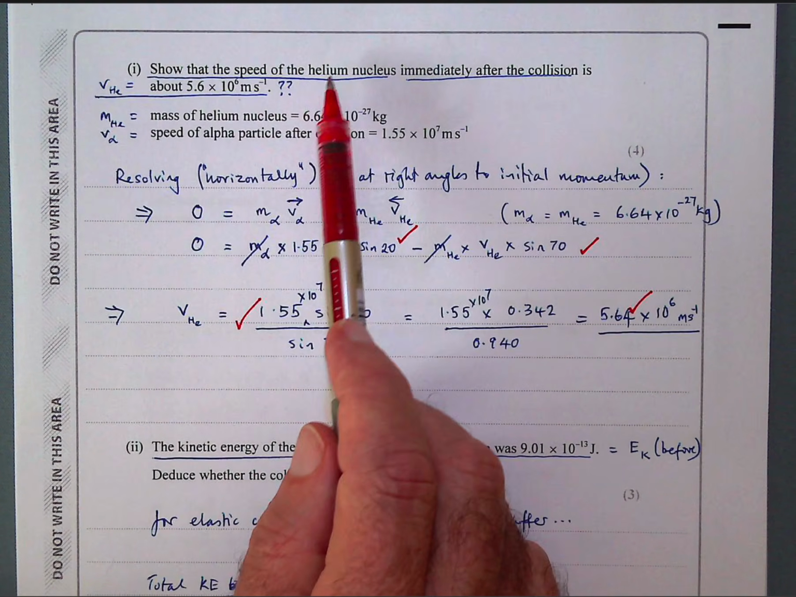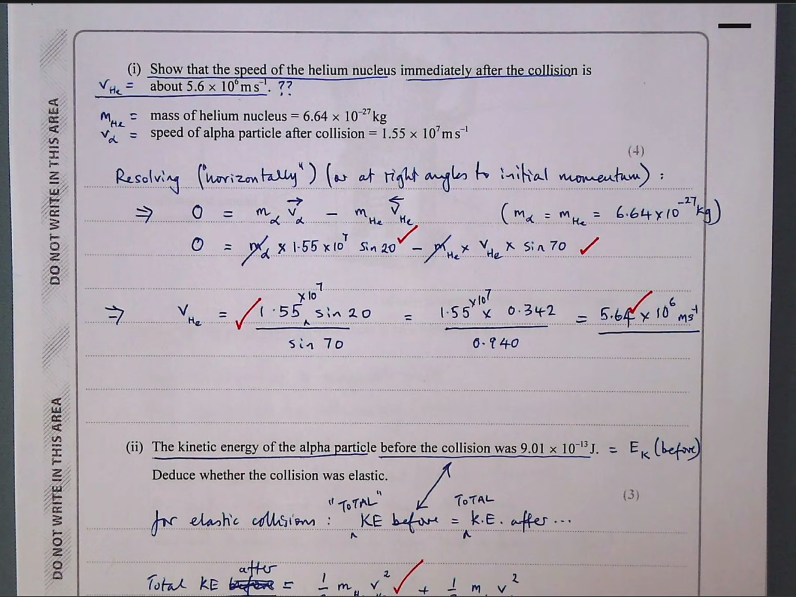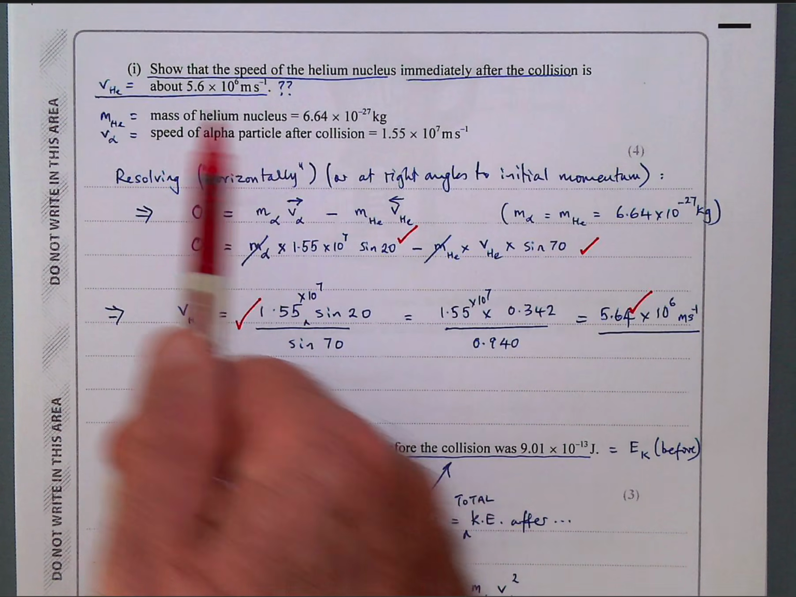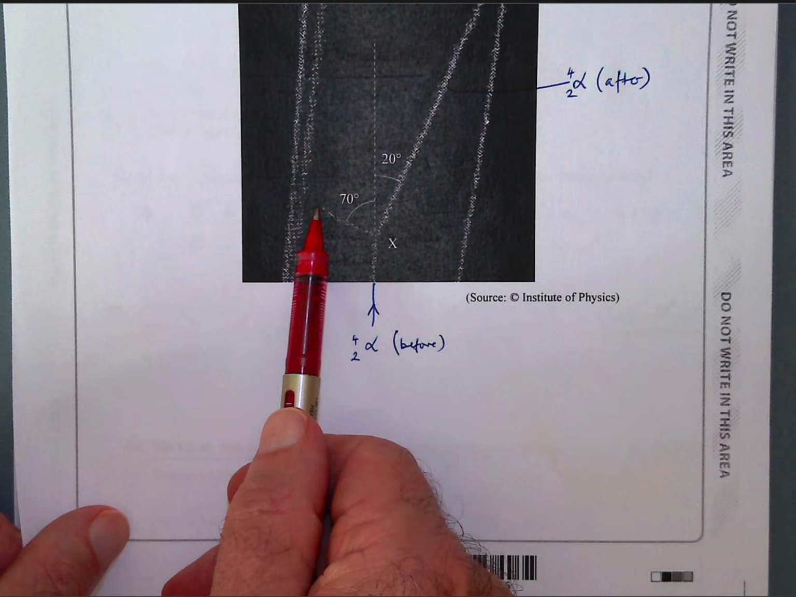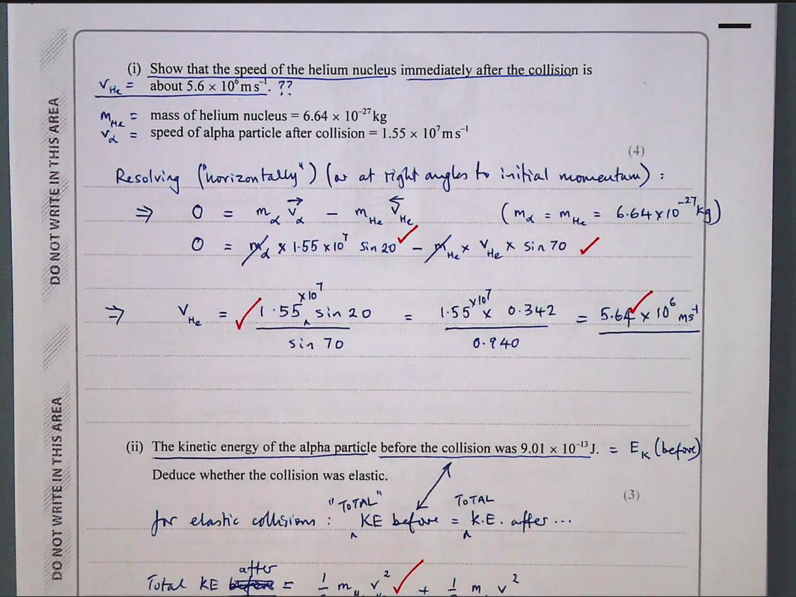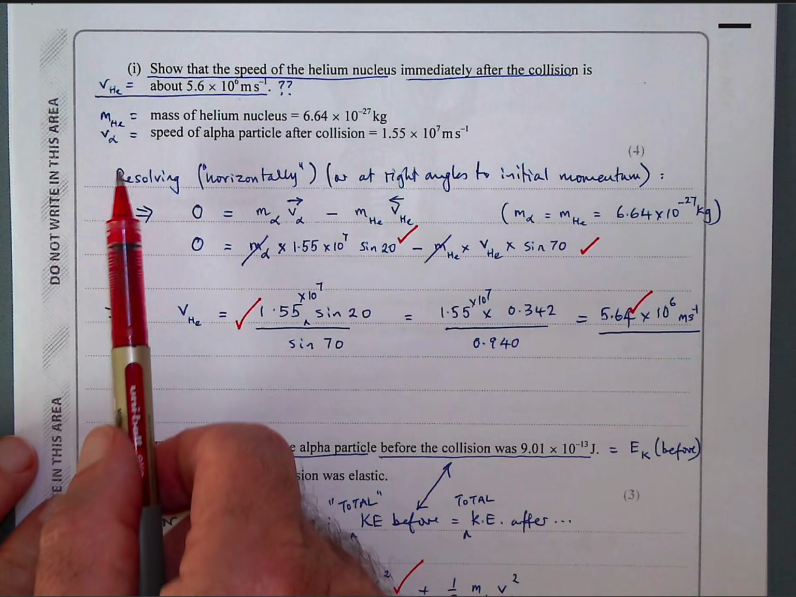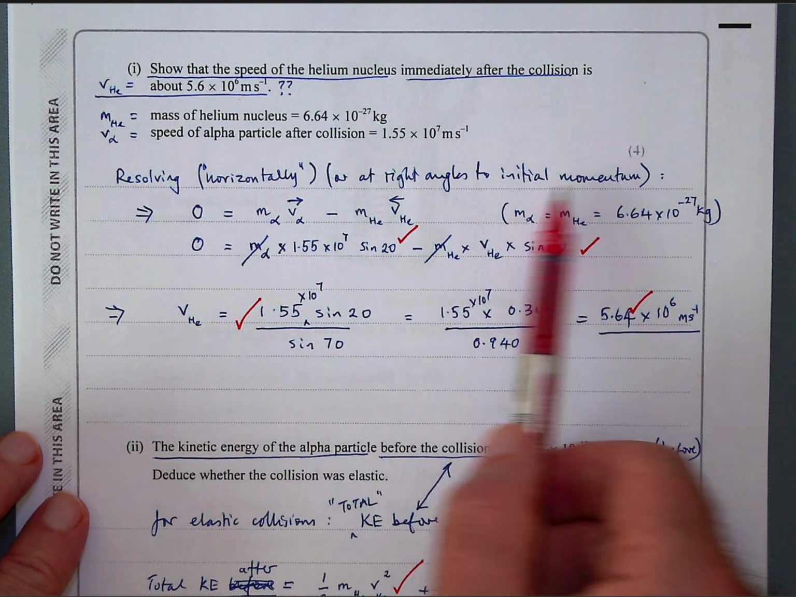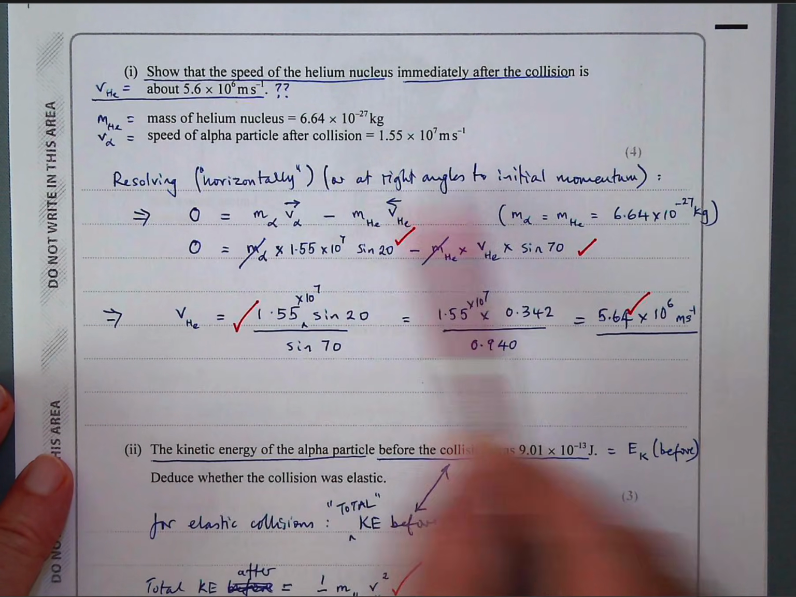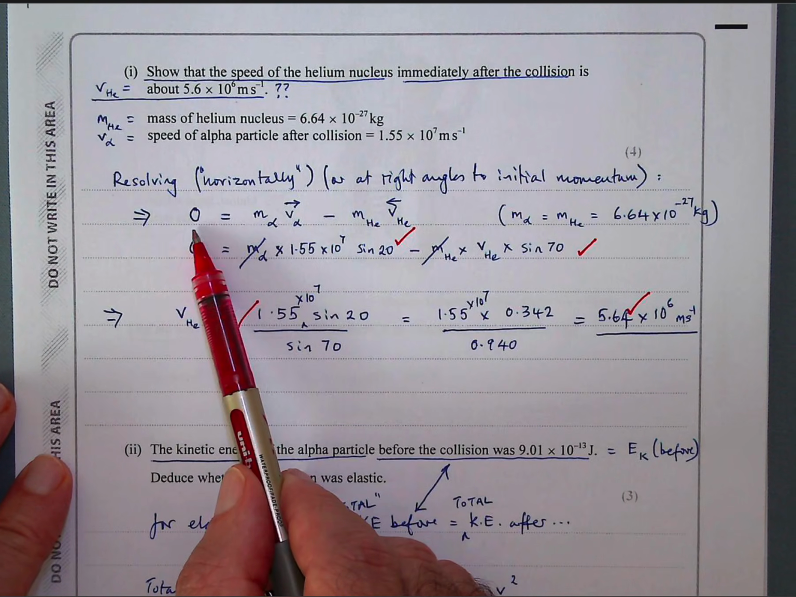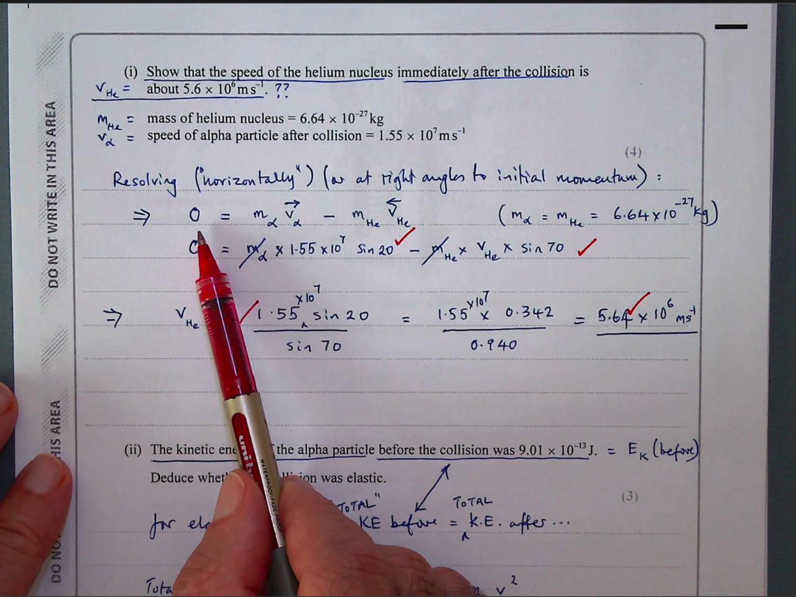Show that the speed of the helium nucleus immediately after the collision is about 5.6 times 10 to the 6 meters per second. That's what we've got to show. So in the diagram, that's the one that's going off to this side, 70 degrees. Okay, so I've put resolving horizontally, or at right angles to the initial momentum, because it doesn't actually say that it's vertical. So resolving at right angles, the total momentum left and right at the beginning was 0.